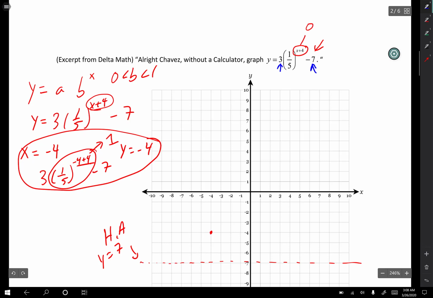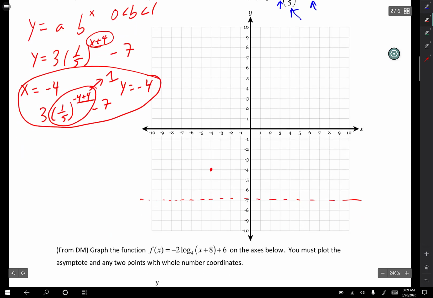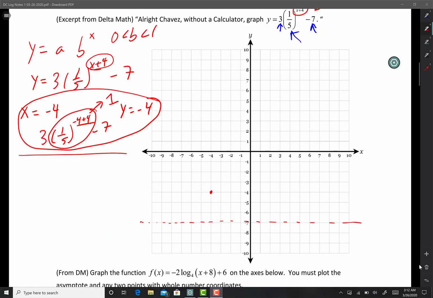All right, so I know I have 1 point. I need one more. And what you want to do is get a whole number because Delta Math is going to ask you for whole numbers. So let's get a whole number in here. And the way to get a whole number, guys, I noticed that it's 1/5. I noticed that I have a fraction. So I want my exponent to be a -1. Because if I get my exponent to be a -1, I'm going to be taking the reciprocal of 1/5. So that's exactly what I'm going to do right here. I'm going to erase this so I can have some space, guys. And I'm going to set x equal to -5.